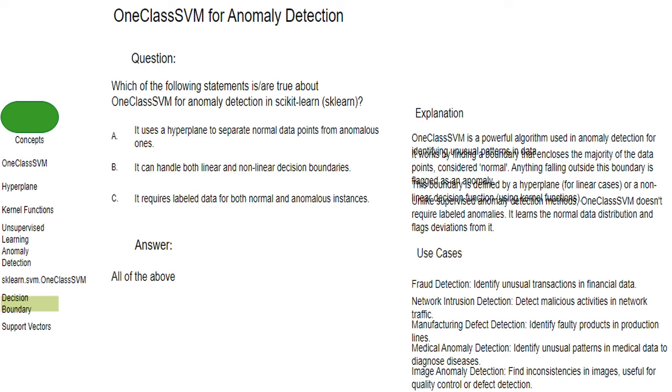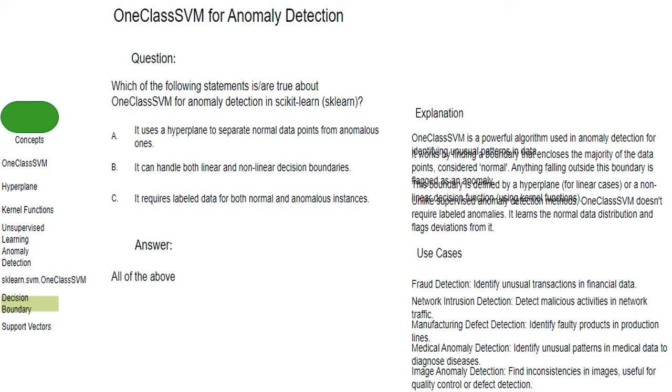In a network intrusion detection system, One-Class SVM can be used to identify malicious traffic patterns that deviate from normal network activity. In a credit card fraud detection system, it can identify fraudulent transactions that are different from typical spending patterns. In a medical anomaly detection system, it can identify unusual patterns in medical data that may indicate a disease. One-Class SVM can handle both linear and nonlinear decision boundaries.